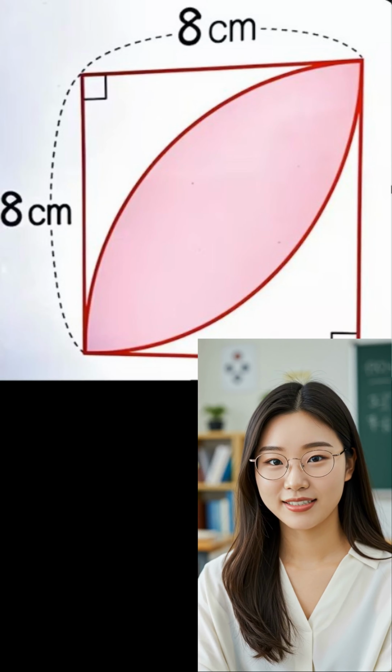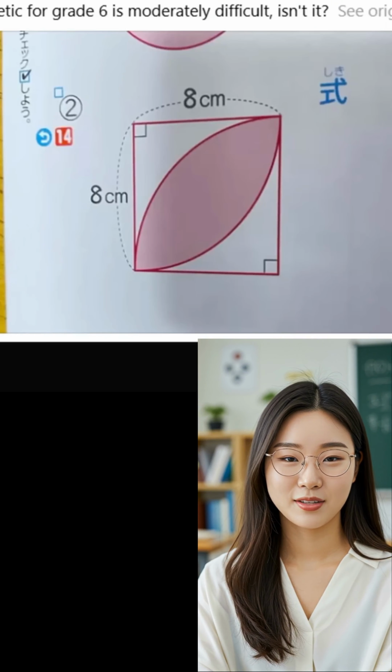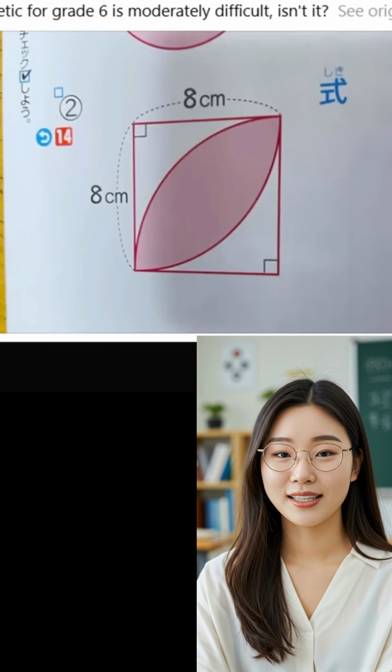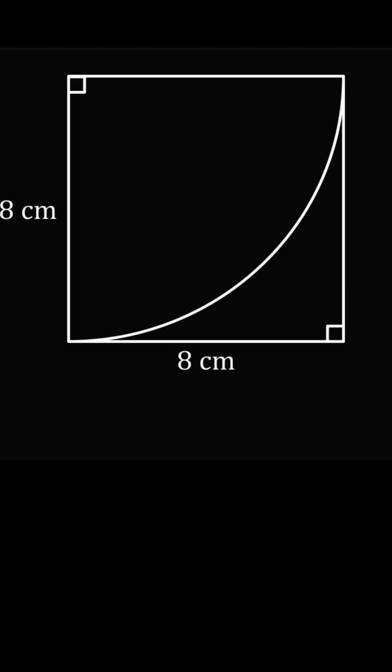We can see how the task is set up in a Japanese school through this illustration, and how the task was set in the video. We have a square with a side length of 8 centimeters. From one corner, construct a quarter circle with a radius of 8 centimeters, passing through 2 adjacent corners of the square. From the opposite corner, construct a similar quarter circle.